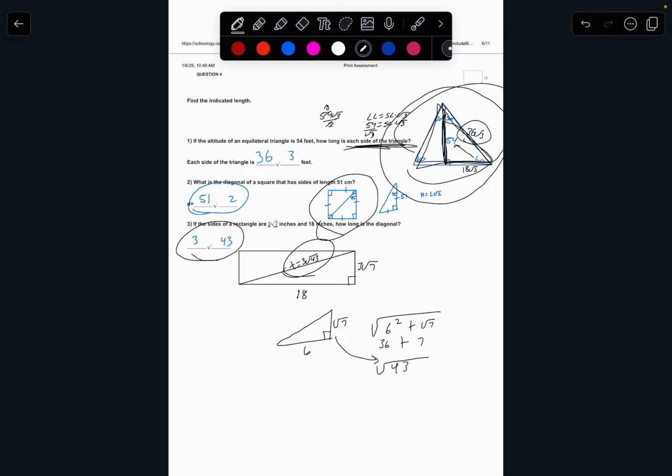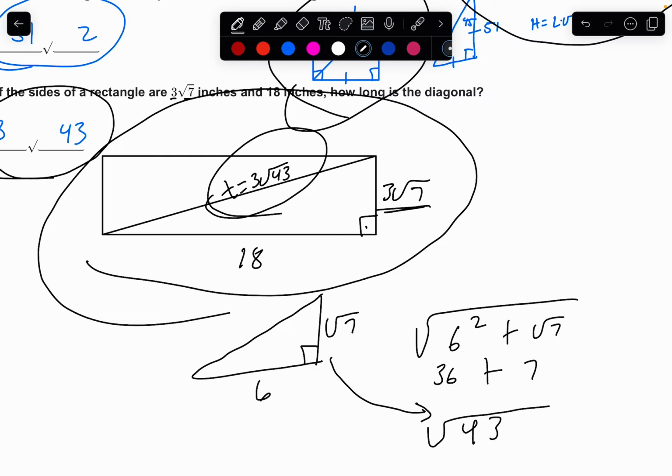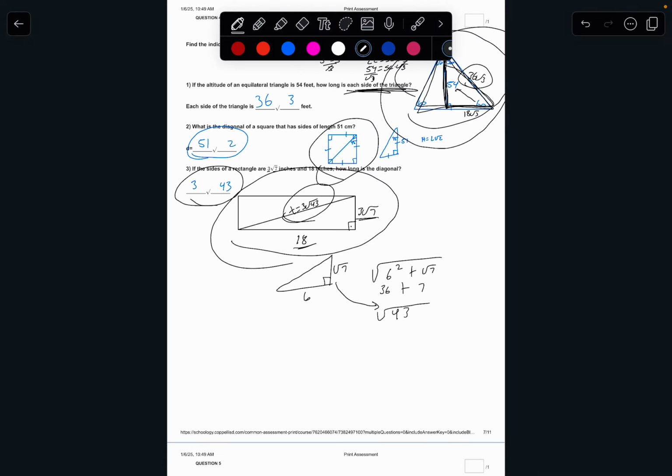So equilateral triangles always split into two 30, 60, 90s. Squares always split into two 45, 45, 90s. And rectangles could be a 30, 60, 90, could be a 45, 45, 90, but don't have to be either one. But they do have a right angle, and you can do Pythagorean theorem when necessary.